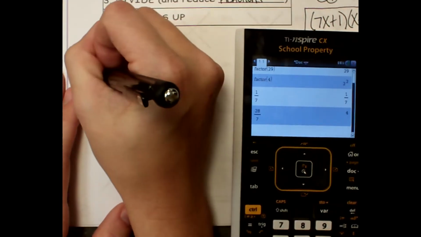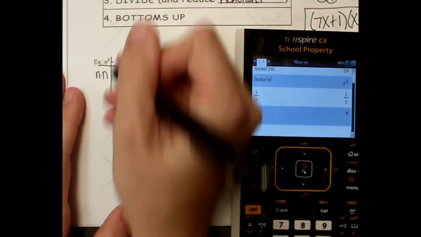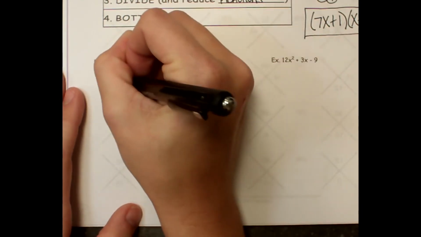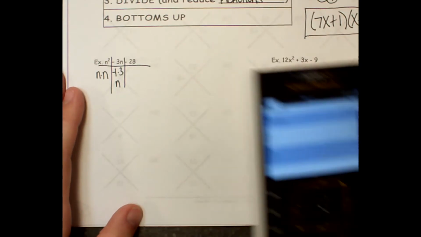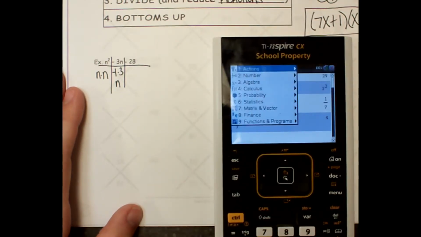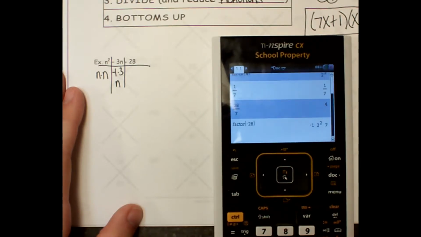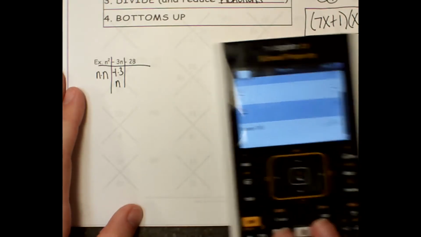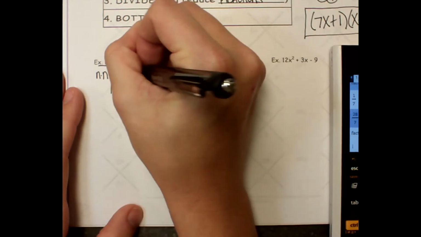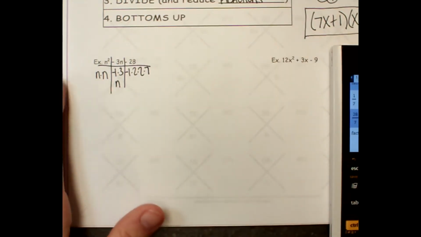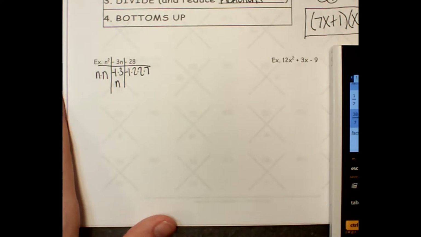N squared means we have 2 n's. Negative 3n means we have negative 1 times 3 with 1 n. Then if we factor the 28 using menu 2, 3, negative 28, our factors are negative 1, 2 squared times 7, so it'll be negative 1 times 2 times 2 times 7. There's no GCF here, so we're going to move straight to step 2.